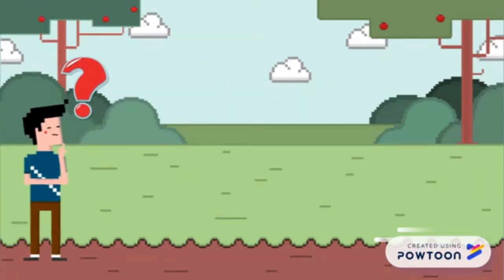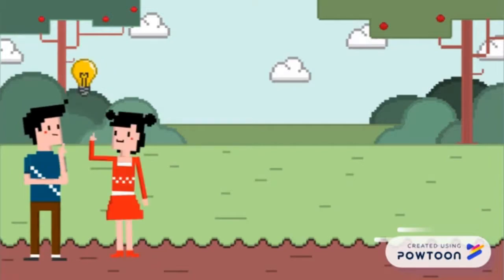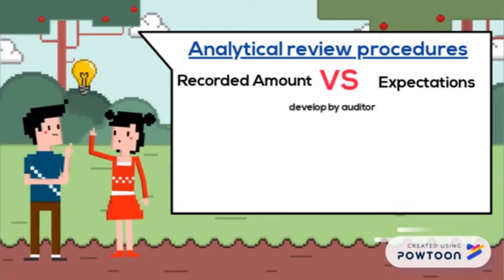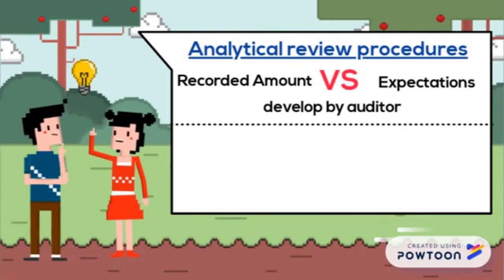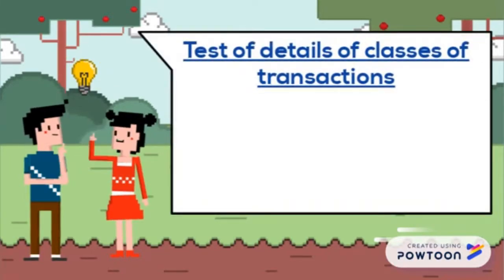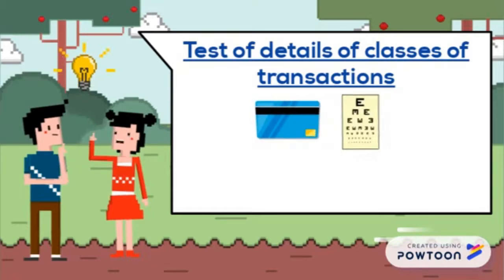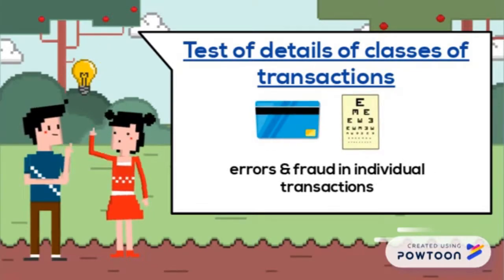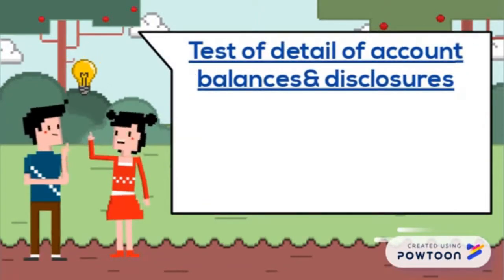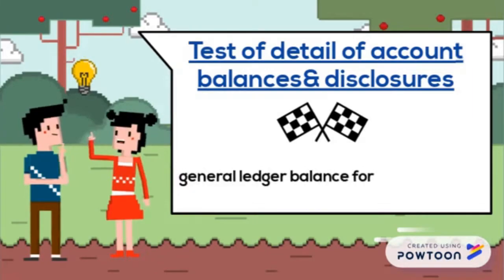But what are the functions of those procedures? Analytical review procedures are a comparison of recorded amounts to expectations developed by the auditor. It also involves the study and comparison of relationships between accounting data and related information. Next, test of details of classes of transactions is a transaction test for errors and fraud in individual transactions. Lastly, test of details of account balances and disclosures is the ending general ledger balance for SOFP items.